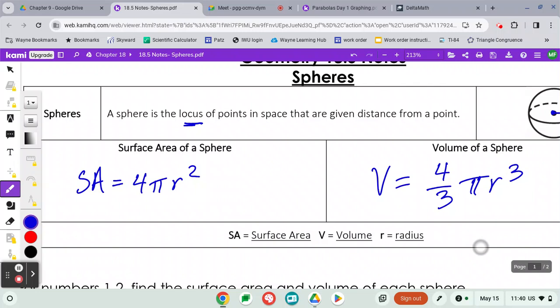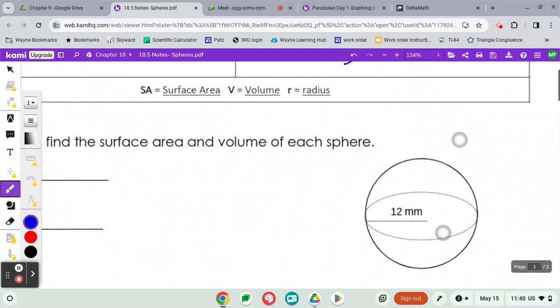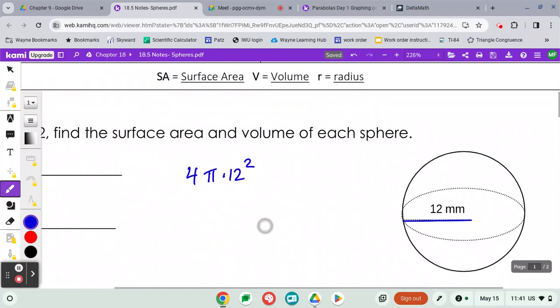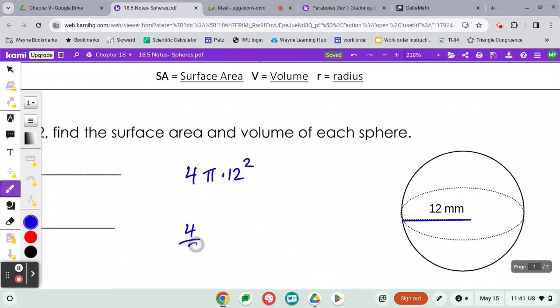So, probably the easiest question of the day. What is the radius of example 1? 12. It's pretty obvious. It's right here, 12. So, 4 pi times 12 squared. I want you guys to do that. We can go ahead to the nearest tenth is fine. And then for volume, it will be 4/3 pi times 12 cubed. Okay. Now, I want you guys all to try to find that to the nearest tenth. I'll get attendance in, then we'll talk.